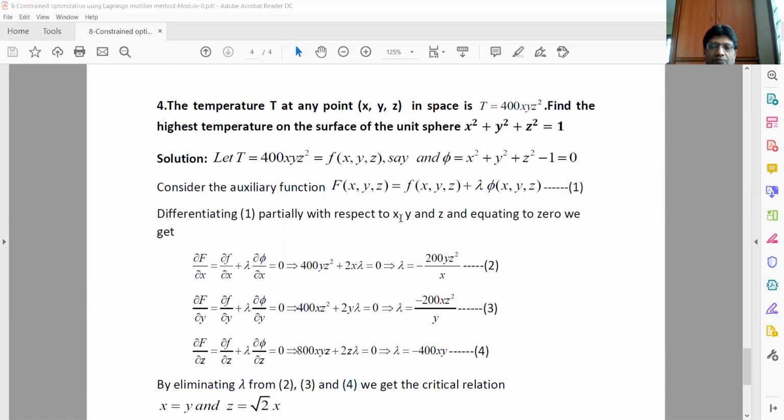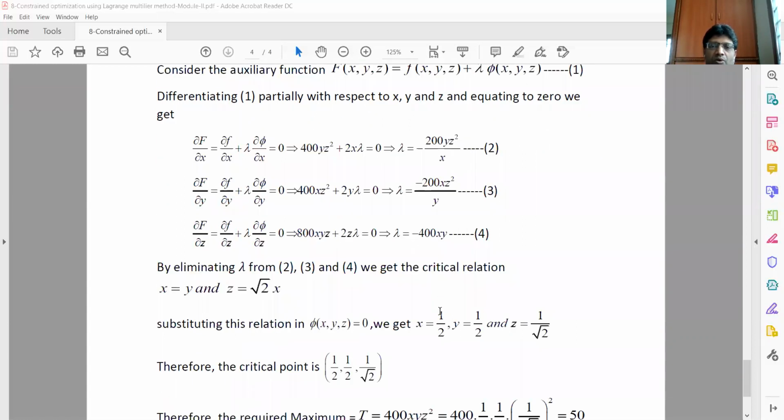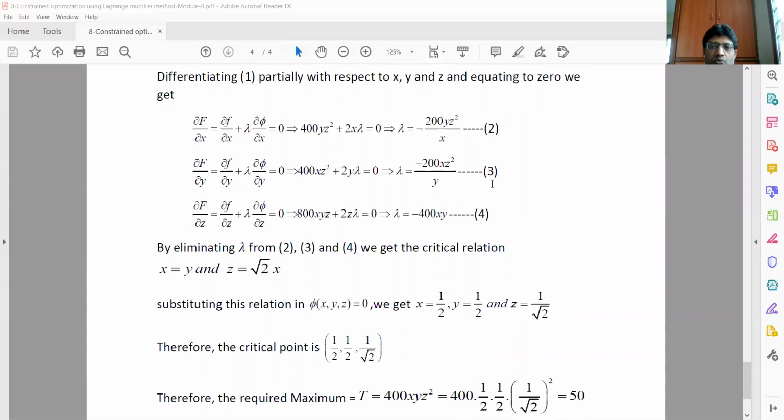So differentiate this partially with respect to x, y and z and equate this to 0. So if you differentiate first with respect to x partially, what we will get is dou f by dou x plus lambda times dou phi by dou x. What is dou f by dou x? f is this one. With respect to x, 400 y z square plus lambda. Dou phi by dou x is 2x. So from this lambda is this one. Similarly, if you differentiate with respect to y and z, you will get 2 more equations like this. Now we have to eliminate lambda from 2, 3 and 4.